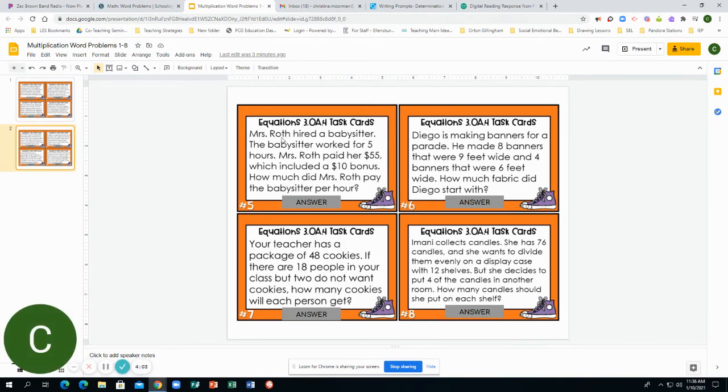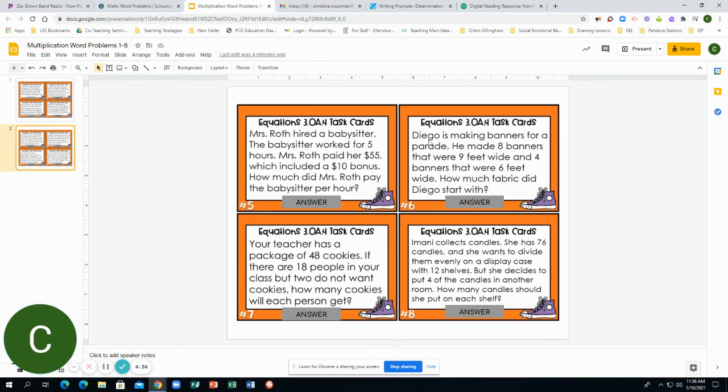Question 5. Mrs. Roth hired a babysitter. The babysitter worked for 5 hours. Mrs. Roth paid her $55, which included a $10 bonus. How much did Mrs. Roth pay the babysitter per hour? So remember, the babysitter worked for 5 hours, but also had a $10 bonus in there. So make sure you figure that out and label your answer.